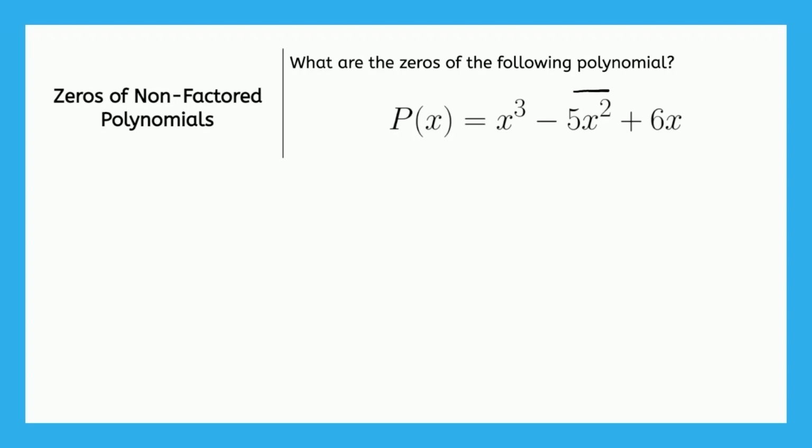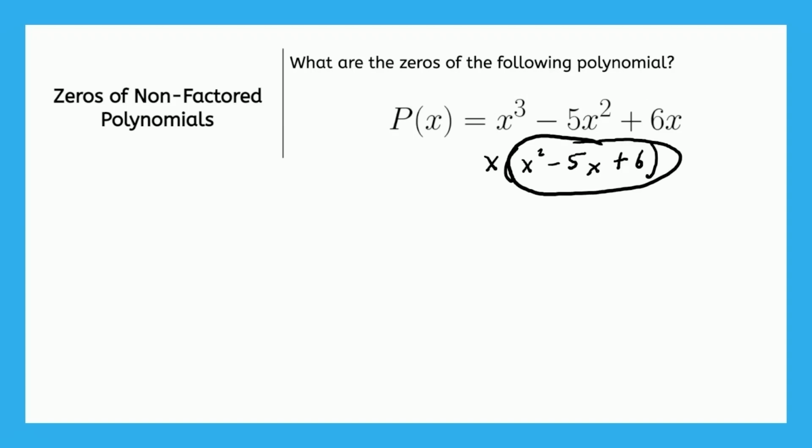So first of all, we need to factor this polynomial, and then we can set each factor equal to 0 and solve for x. So it looks like we could first of all factor out an x. So now we have x times x squared minus 5x plus 6. Now this trinomial inside the parentheses looks like a sum product pattern. So we could separate this into two binomials.